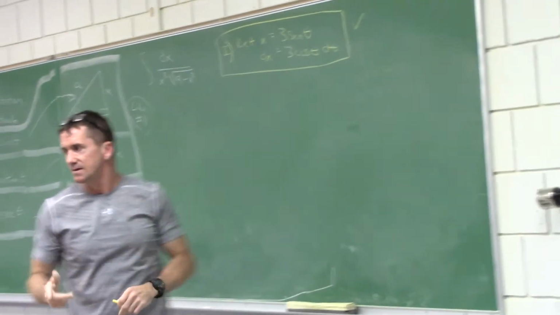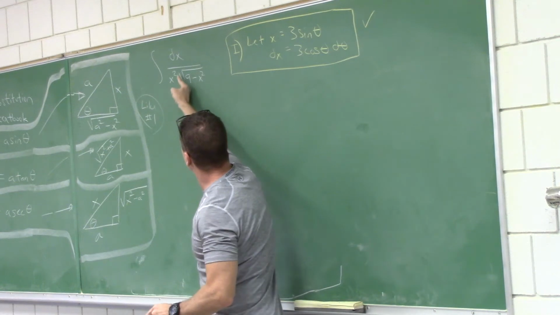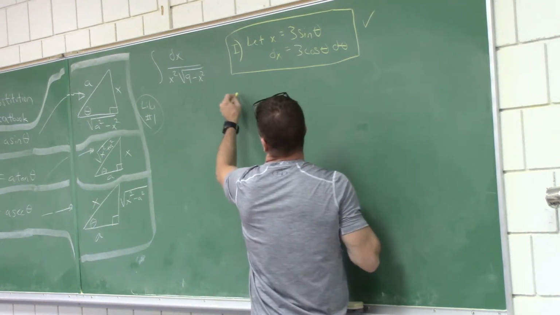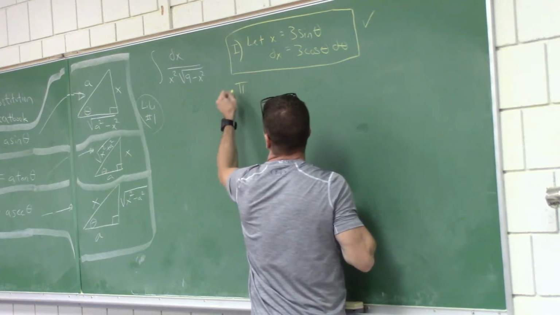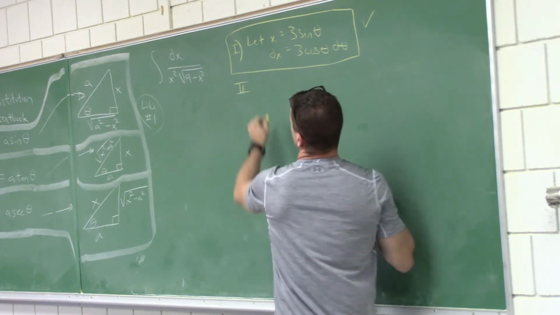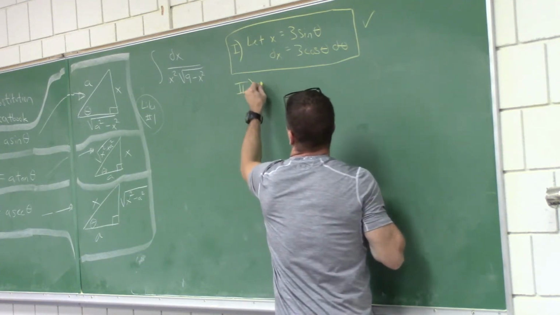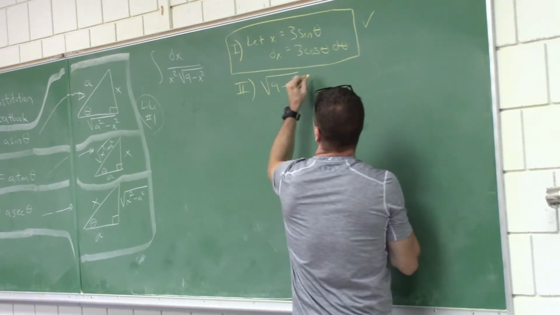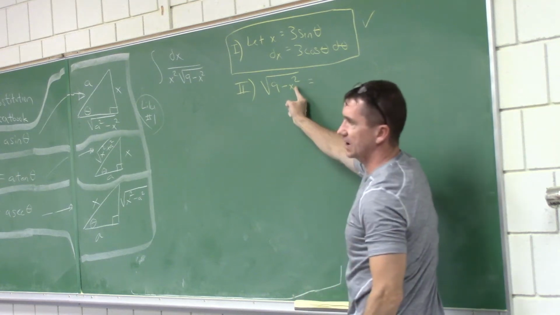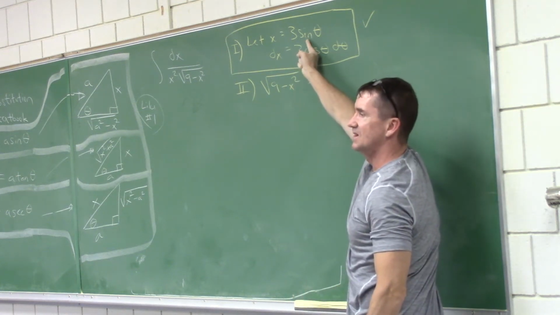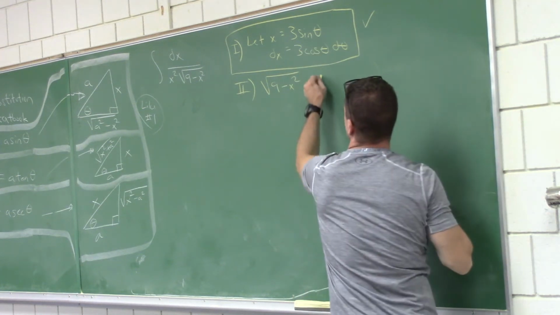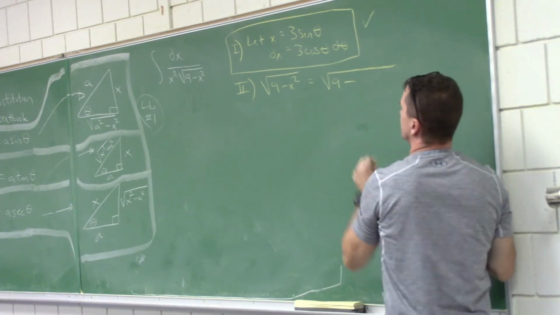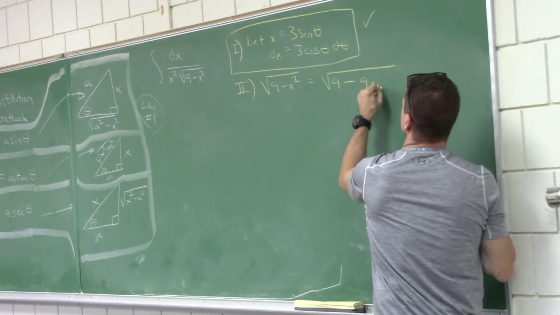Great. Well, the second thing I wanted to look at is this funny radical. So let's write it again over here, and let's substitute. I'm going to call this part 2, before I go back to the integral. What would now the square root of 9 minus x squared become? What can I substitute for x? This 3 sine theta. So you get the square root of 9 minus 9 sine squared theta.